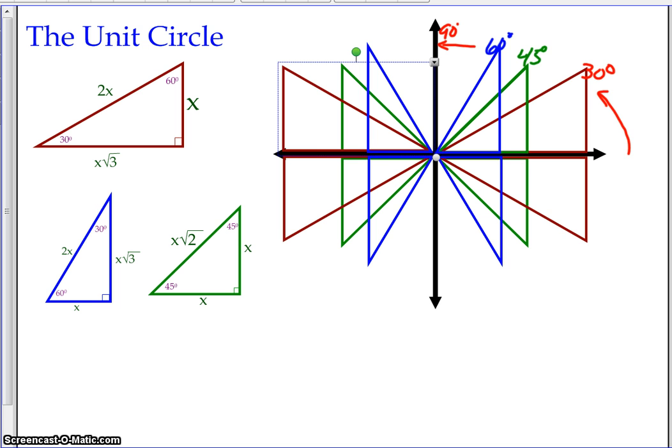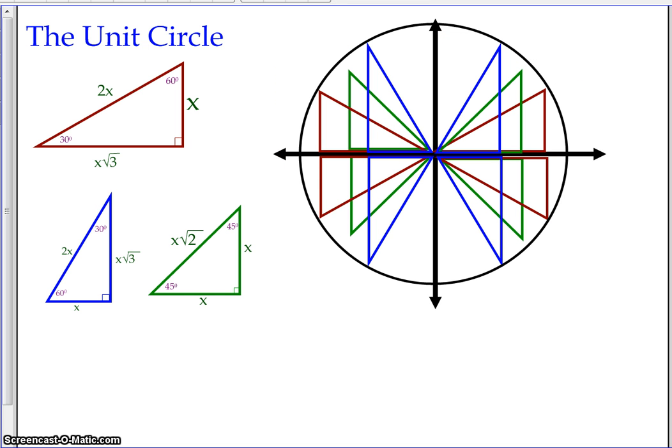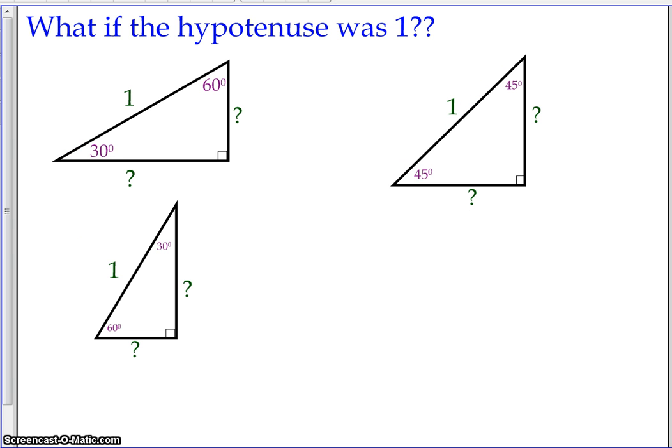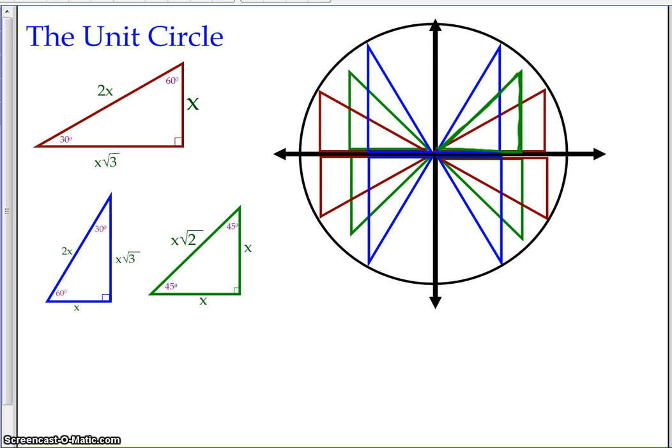And the idea that somebody came up with at some point is, it would be great if they all fit in the same circle. But then they found they don't all fit in the same circle if we try to keep the x's the same. So they thought, how can we possibly keep them all the same? What if instead we made all the hypotenuses the same?